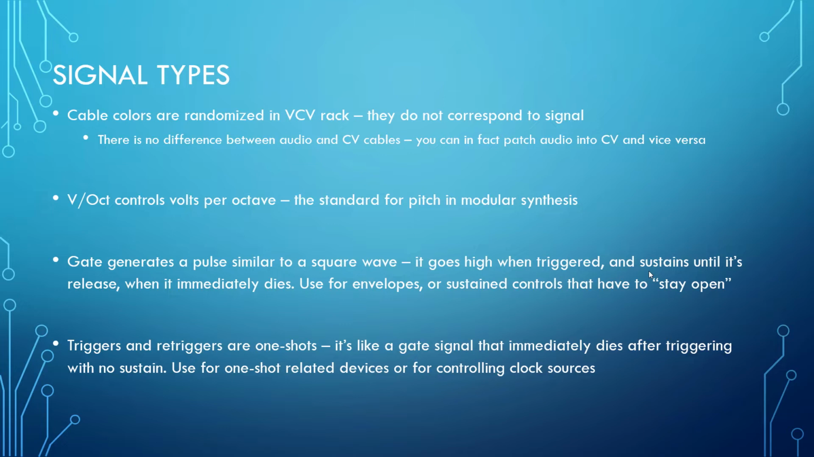Gate signals are generating a pulse similar to a square wave. When you hit a key on the keyboard, it goes high and triggers, and then it sustains until you release the key, and then it immediately dies away. This is very useful for envelopes or for sustained controls that have to stay open, like any type of routing matrix or anything similar to that.